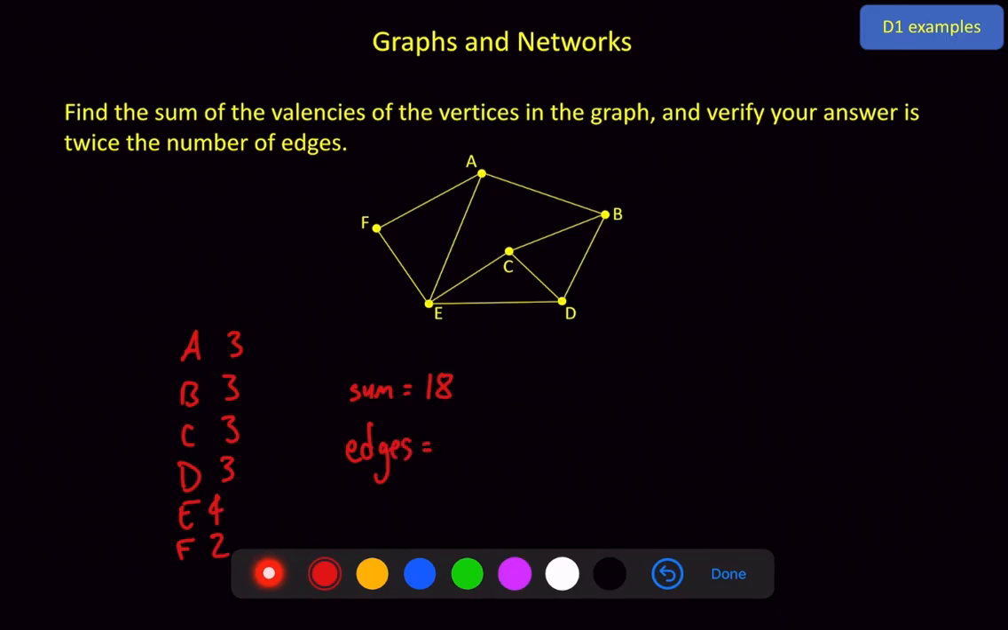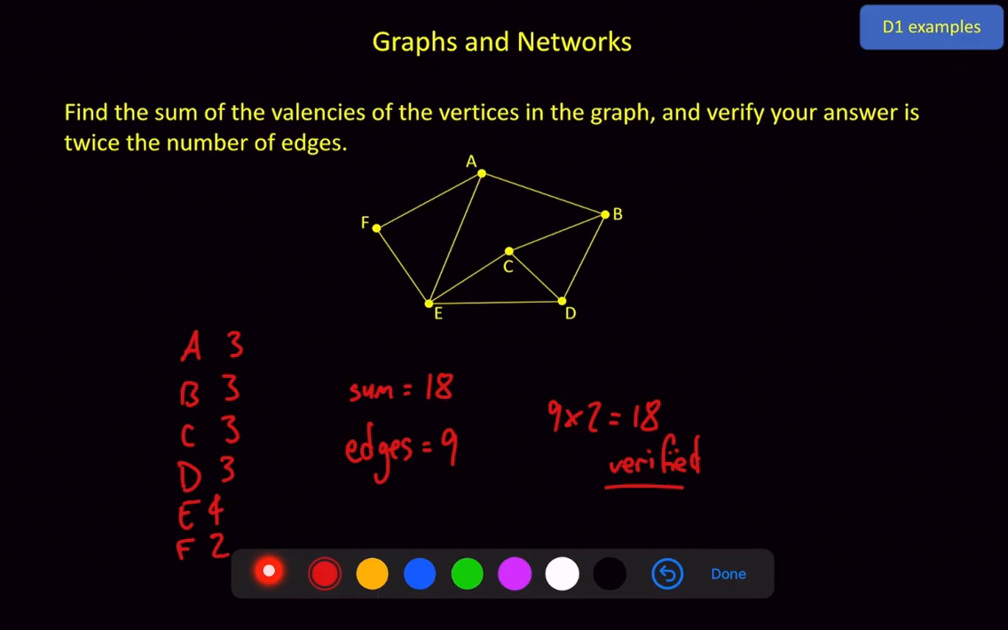I know now should be 9, but let's count them. 1, 2, 3, 4, 5, 6, 7, 8, 9. If it were a more complex graph, you would want to do that systematically perhaps, but we've got 9 there. 9 times 2 is equal to 18. Verified.